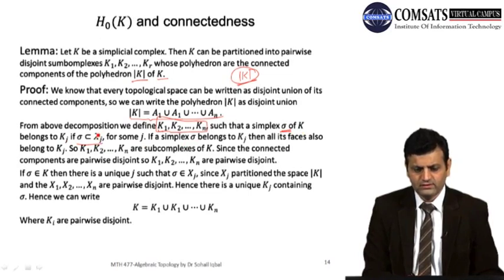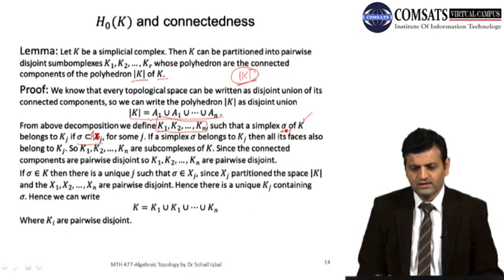Of course, if we have a simplex inside this simplicial complex K, then its underlying space will belong to the underlying space of K, and the underlying space of K can be written as a disjoint union of connected components, and so the underlying space of this sigma will belong to one of these Ai's. So let's say that Ai is Aj. Now we define these K1 up to Kn in this way.